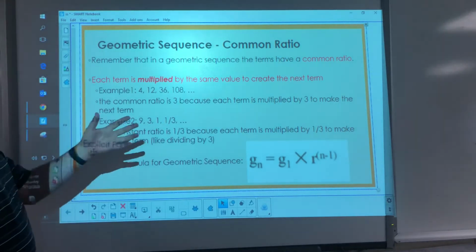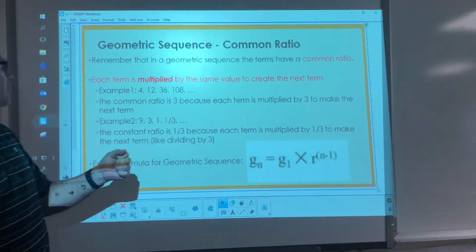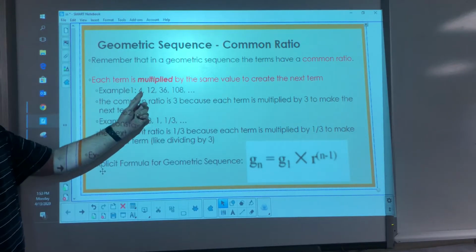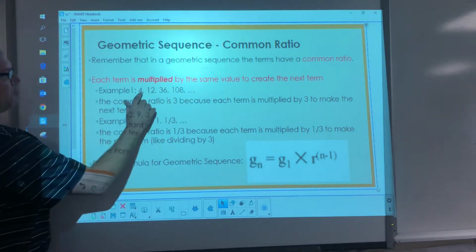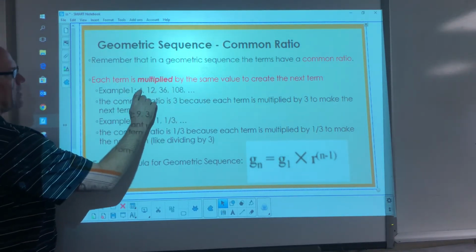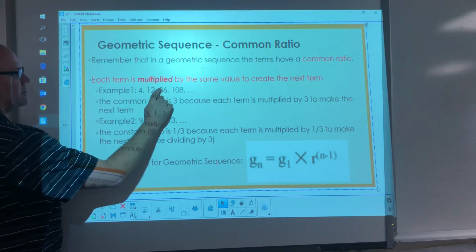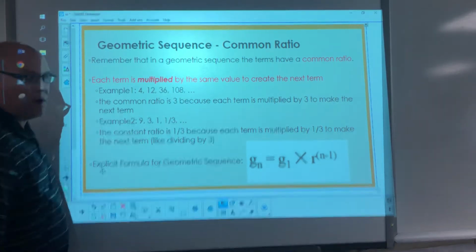So a geometric sequence is when we have a common ratio. So the previous term is always multiplied by the same value to get the next number. So in this case, we're multiplying by 3. 4 times 3 is 12. 12 times 3 is 36. 36 times 3 is 108.